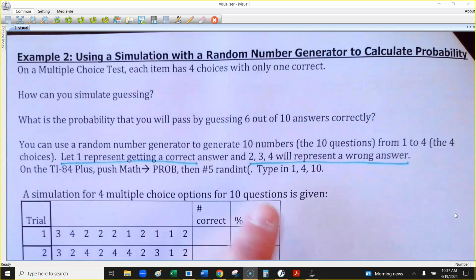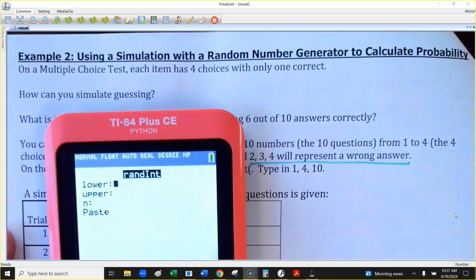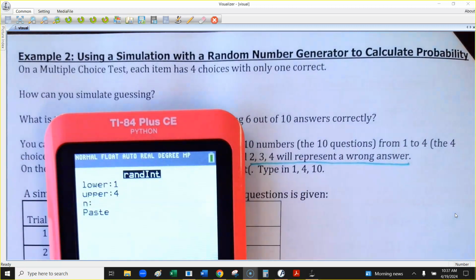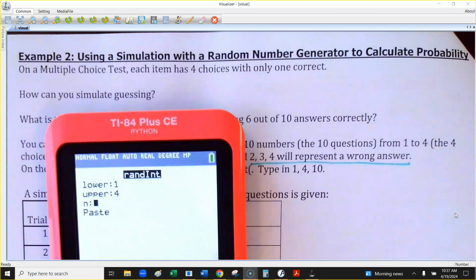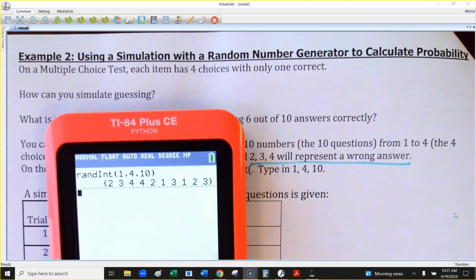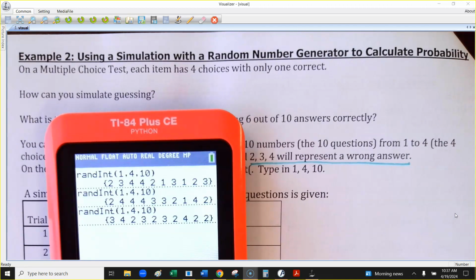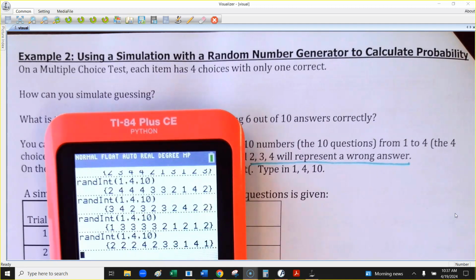Okay, so what we did, we're going to type 1 here, the smallest number, 4 here, and then n is the number of questions, which is 10. So it's like A, B, C, D, so we did 1 through 4, and then the number of questions is 10, and you just hit enter. And if you want to hit that again, it will just keep generating different sets of 10 random numbers. I just did it on the screen just in case people didn't have graphing calculators. But you can generate random digits to create a simulation.